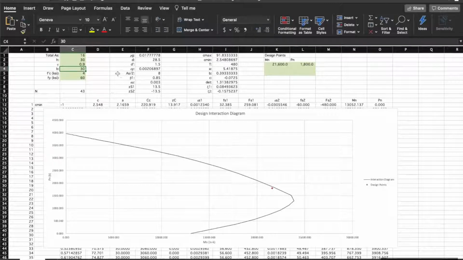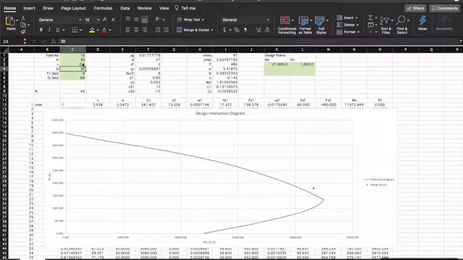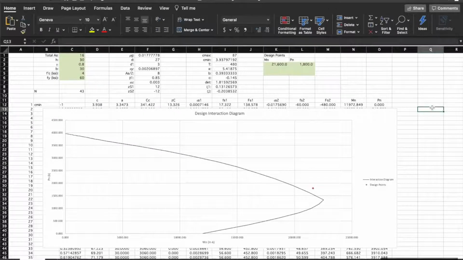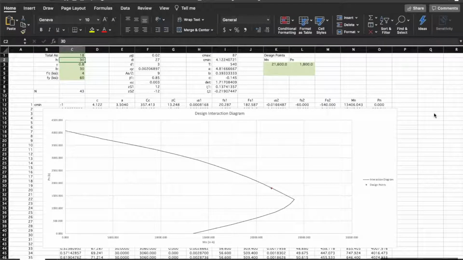And so the correct gamma was 0.8. Let me change that back to 0.8. And the points outside. But when we used the 0.8 interaction diagram, we found out we had exactly 2% steel, which meant we needed an As of 18 square inches. So let me change the As to 18. And look, we're right on the graph. So this spreadsheet matches both the 0.8 and 0.9 graphs. So everything's good. The graphs in the book are correct.